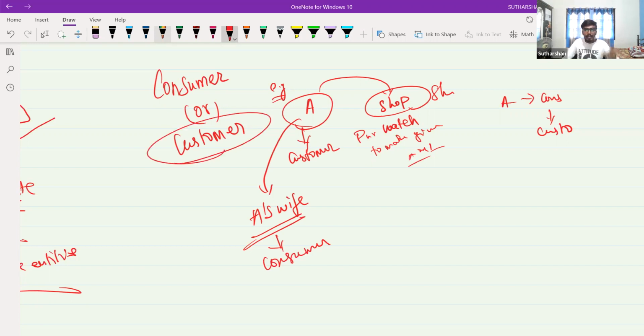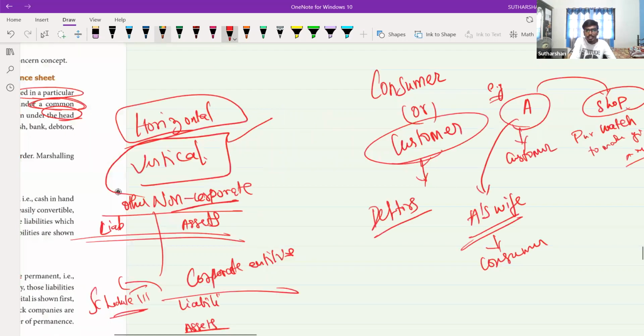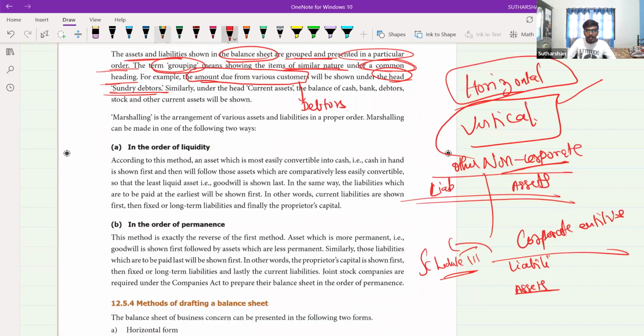Customer: if I am selling the goods on credit, it is my customer. So we will call it debtors. Okay, so currently we have current assets, we have cash, bank, debtors, stock and other assets will be shown.